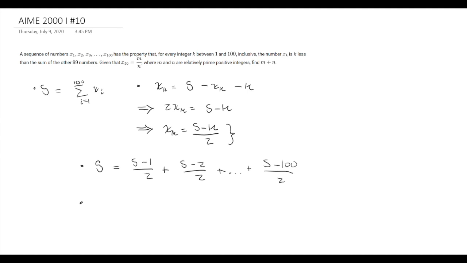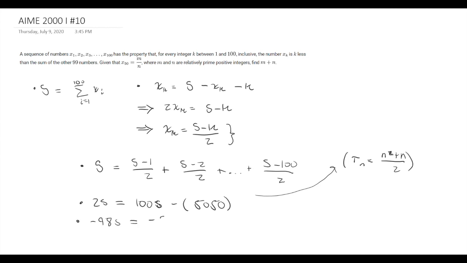So from above, we know 2S is equal to 100S minus the sum from 1 to 100, and that's 5050. If you're not sure how I got that, this is the 100th triangular number, and that's given by the formula t sub n equals (n squared plus n) divided by 2. I would encourage you to look up triangular numbers, but that formula gives us the nth triangular number. So we have 100S minus 5050 on the right hand side, so negative 98S equals negative 5050.